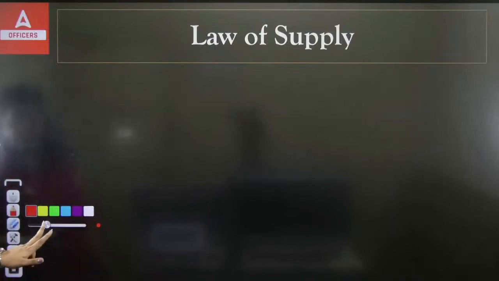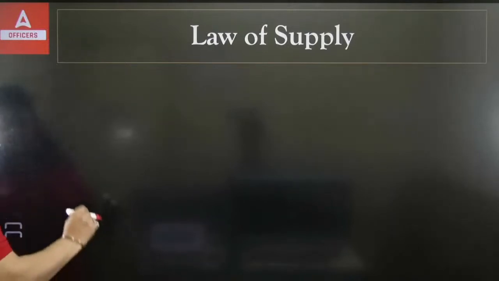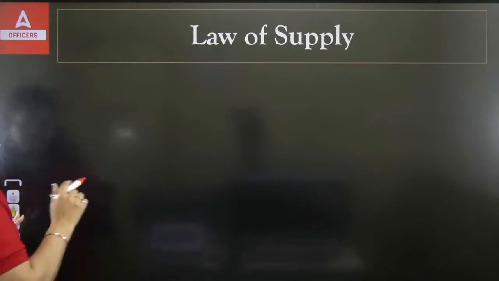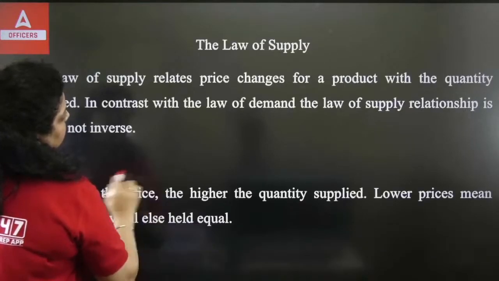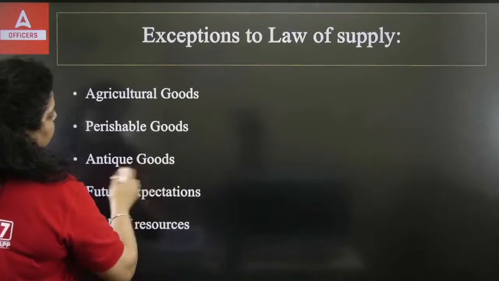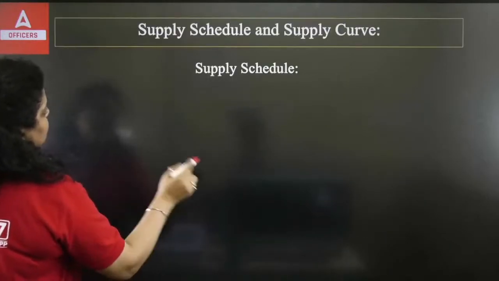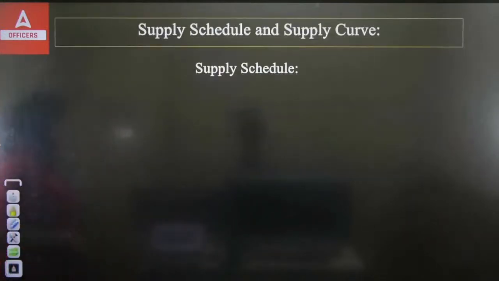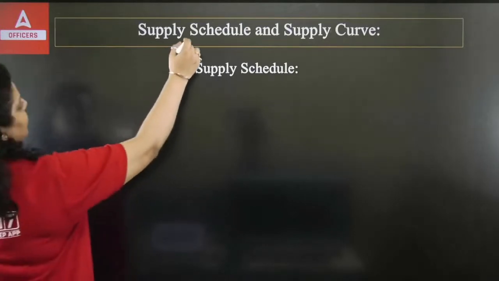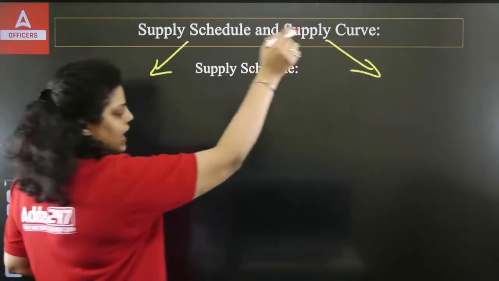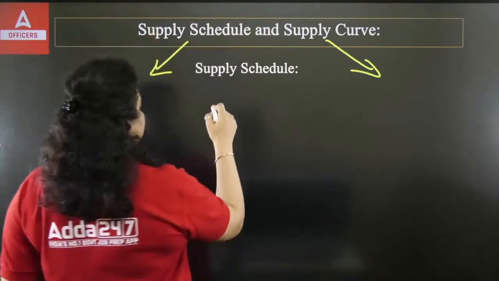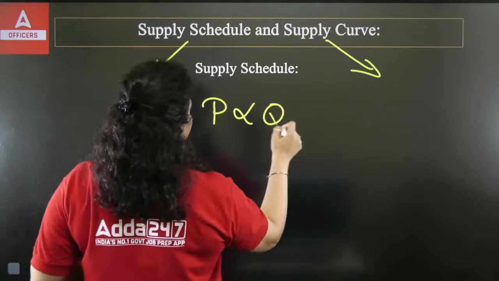Let's understand a certain thing first here. So first I will be discussing with all of you the supply schedule and the supply curve, as we have discussed the demand schedule and demand curve in the last class. Then I will go with the graph. The law of supply defines the relation between price and quantity supplied.